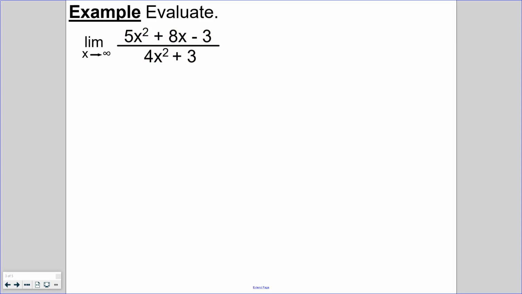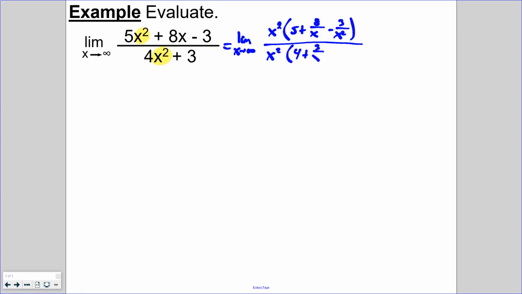So the first step when we evaluated limits of polynomials at infinity was to find the variable at the highest degree. So the variable at the highest degree in the numerator is x squared, and the variable at the highest degree in the denominator also happens to be x squared. Alright, from here now we can factor out the x squared from the numerator and the x squared from the denominator, leaving us with the limit as x approaches infinity of x squared times 5 plus 8 over x minus 3 over x squared. And that's all going to be over x squared times 4 plus 3 over x squared.